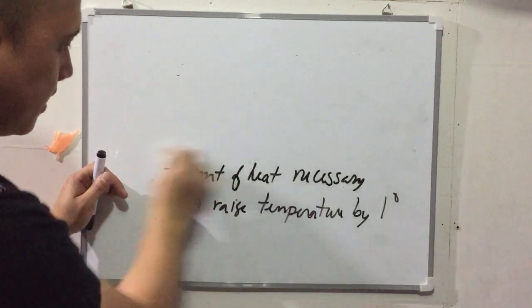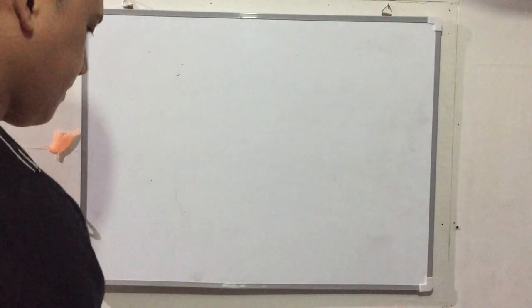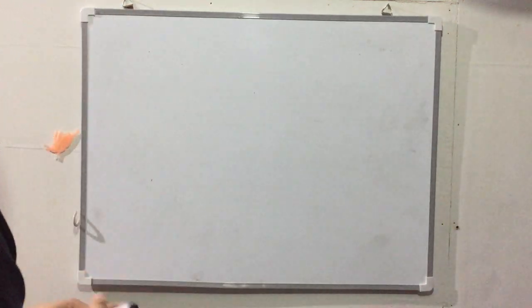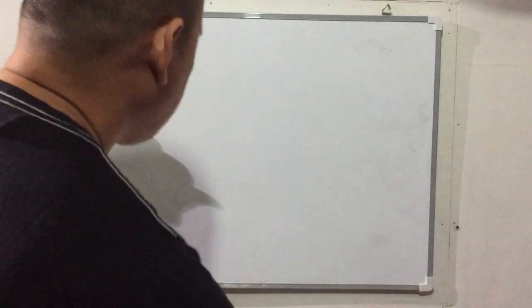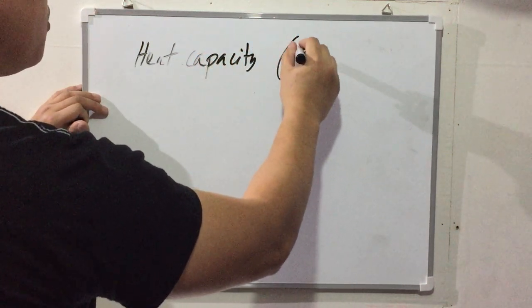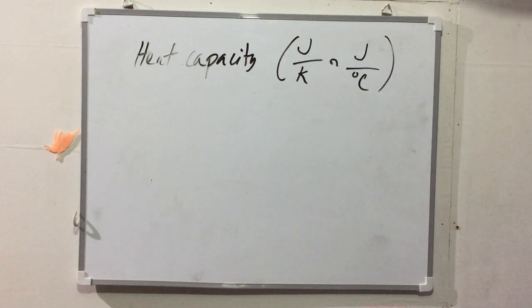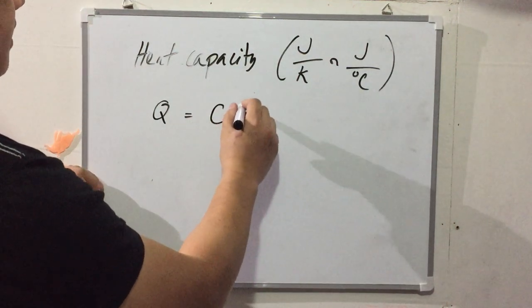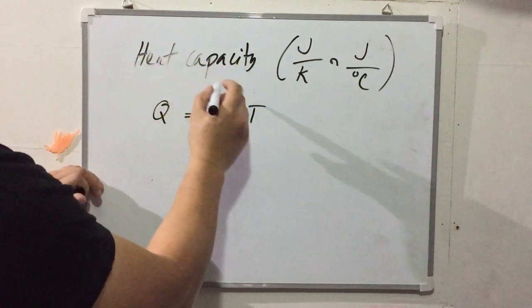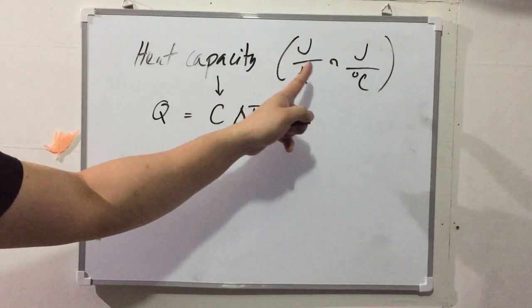Just remember that heat capacity, again, is the amount of heat that you can put in a material before it changes its temperature by one. So heat capacity has units of joules per Kelvin or joules per degree Celsius. Now, why is this so? That's because we can write heat, or Q, which by the way is sometimes written with a small q in some books, as C delta T, where C here is our heat capacity. This C has units of joules per Kelvin or joules per degree Celsius.